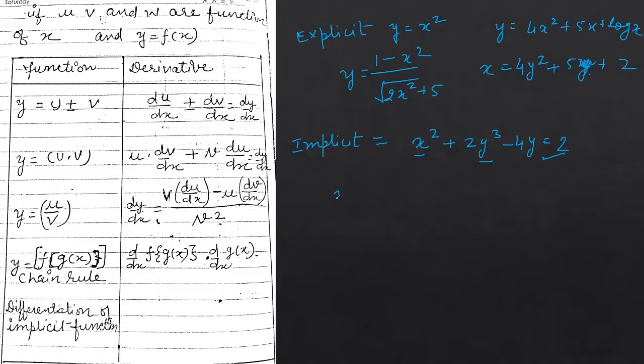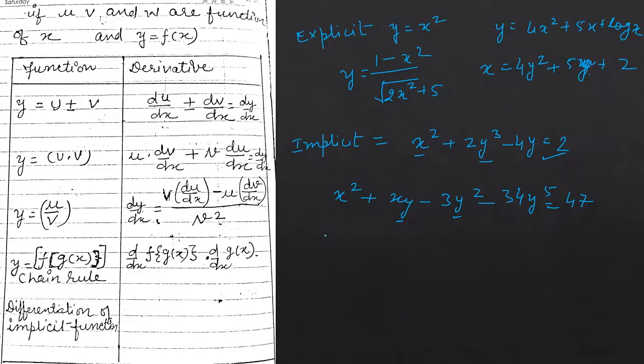Okay, another example of implicit function is x square plus xy minus 3y square minus 37y raised to 5 is equal to 47. This is also an implicit function. We cannot separate x and y. We cannot express this function in terms of y. So if this is the case, how will we calculate the differentiation of this function? Let's take an example.